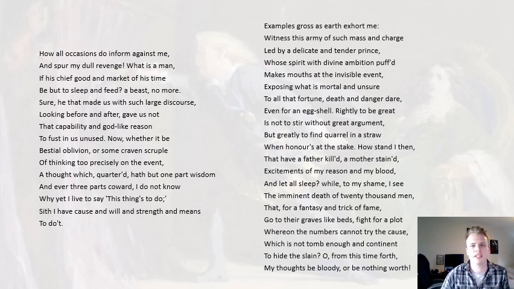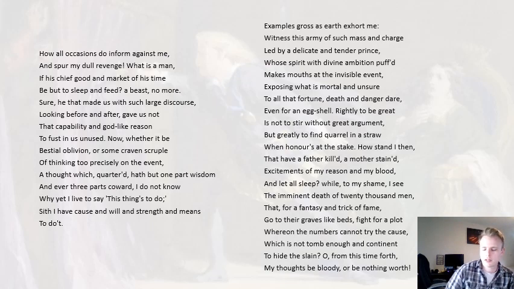"While to my shame I see imminent death of 20,000 men that for a fantasy and trick of fame go to their graves like beds, fight for a plot whereon the numbers cannot try the cause, which is not tomb enough and continent to hide the slain." So he's saying that I'm not acting, but all these people are acting. There's 20,000 people going to die for a piece of land that isn't even big enough to bury them all. It's not tomb enough and continent to hide the slain.